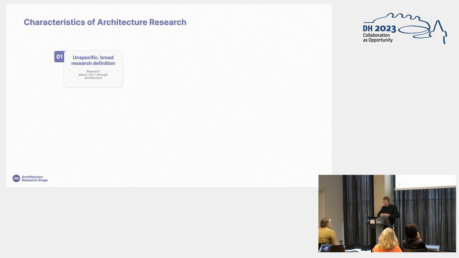This is quite a different type of research, by designing, and that makes it very complicated to communicate about what architecture research is. So we have a very broad and unspecific research definition. Otherwise, we have a wide range of disciplines. As I said, we have a lot of humanities disciplines, natural sciences, engineering sciences, and as well the design strategies, which are typical designing types.